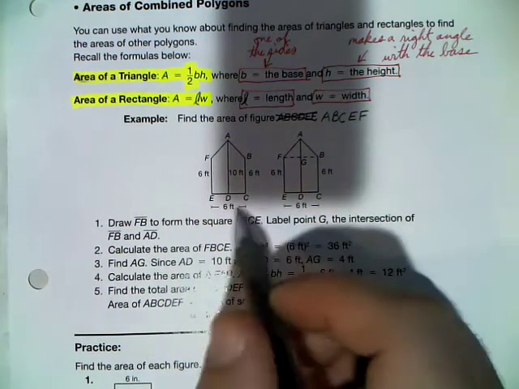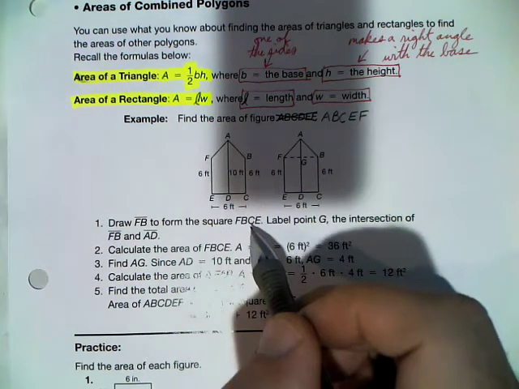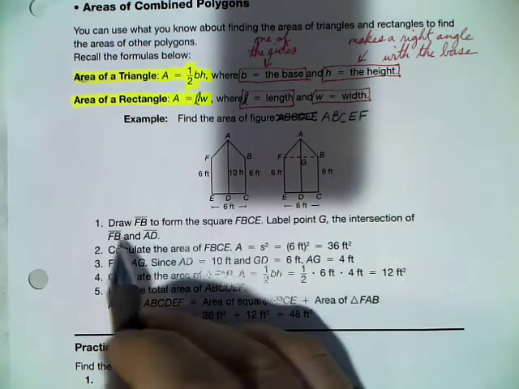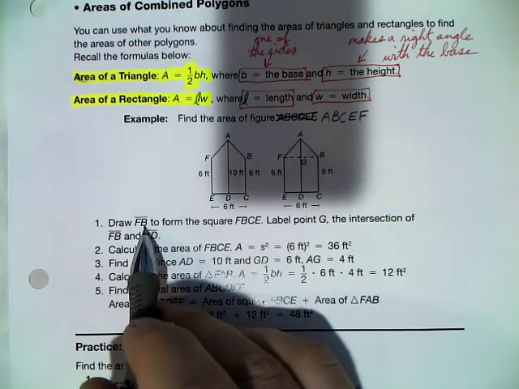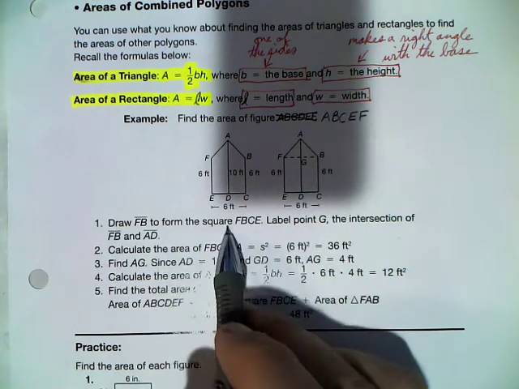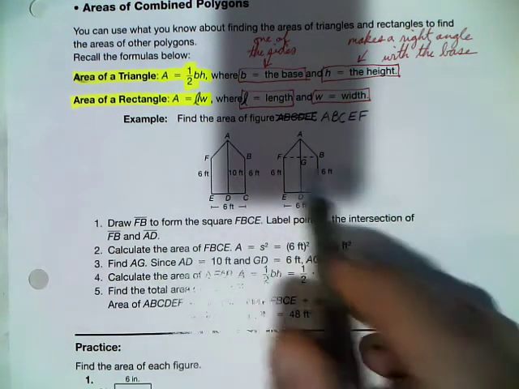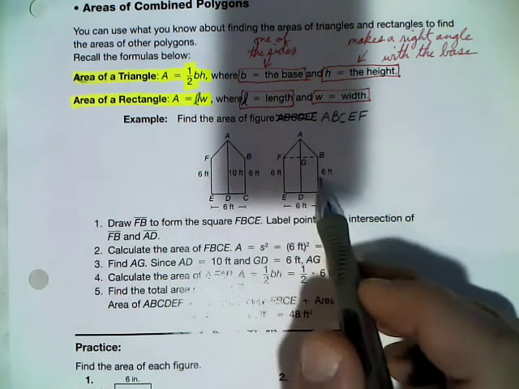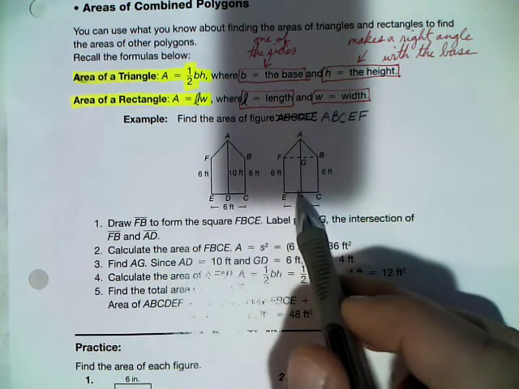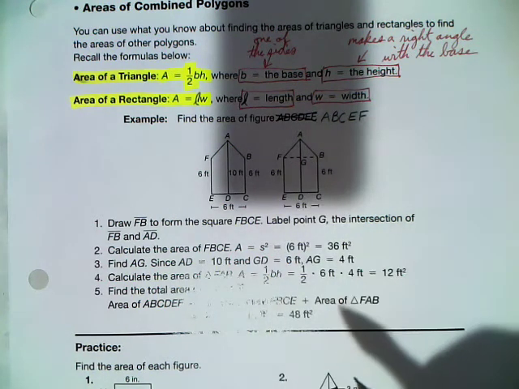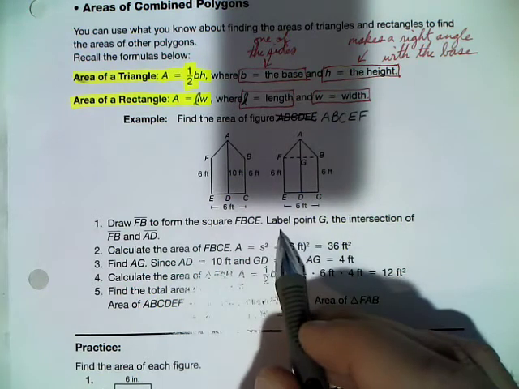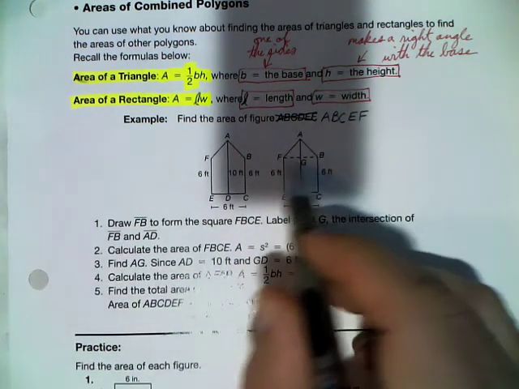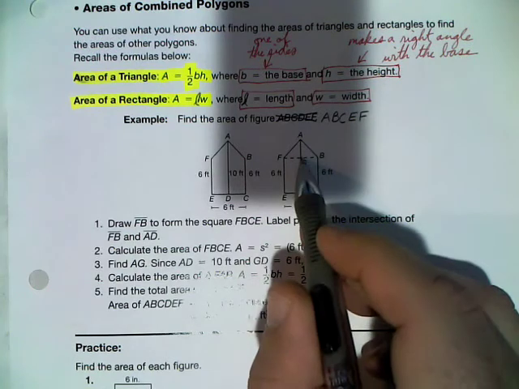So we got this figure here, and we know that it's 6 feet across there. We know it's 10 feet there, 6 feet, and 6 feet. And so they chose to draw segment FB across there to form square FBCE. So F to B to C to E. And that is a square because we know this is 6 feet and that's 6 feet. We know this is 6 feet, and since these are rectangles here, that must be 6 feet as well. So they chose to label point G, which is the intersection of segments FB and AD. So FB and AD intersect there at G.